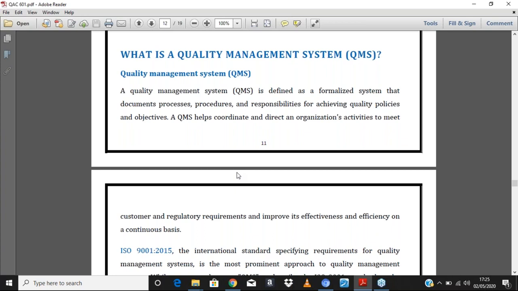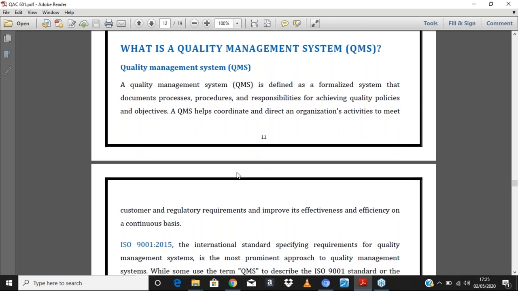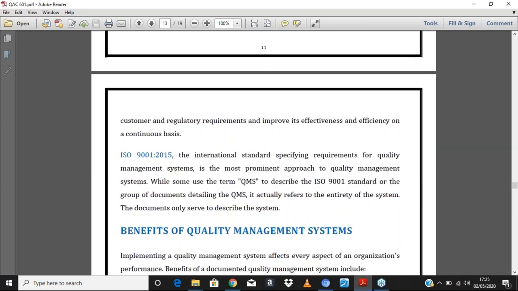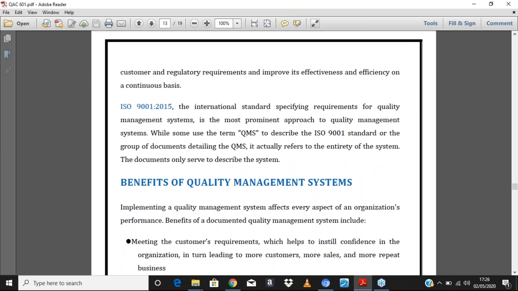So we said a quality management system helps to coordinate and direct an organization's activities to meet customer and regulatory requirements and improve their efficiency and effectiveness on a continuous basis. Now, time and over, we have mentioned ISO. Let's talk a bit about ISO, which stands for International Organization for Standardization.